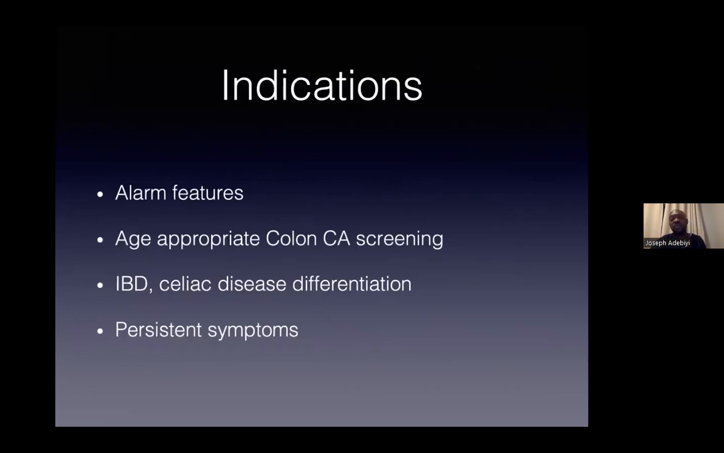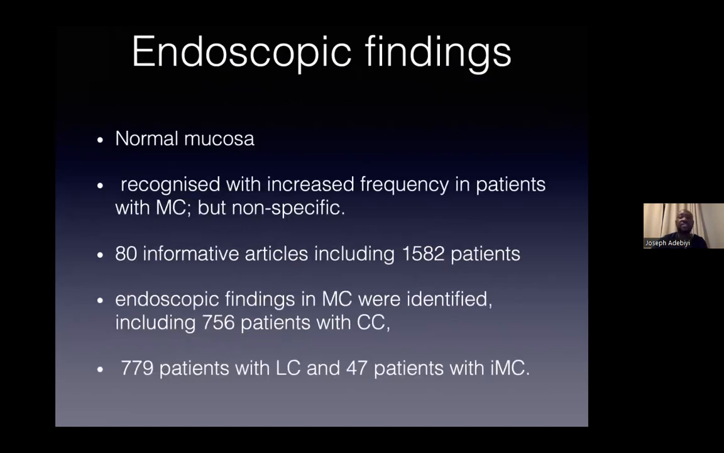But when would you then end up doing colonoscopy for this patient? If you have patients who have chronic watery diarrhea with alarm symptoms, or you want to scope them because of age-appropriate colon cancer screening, or you're trying to differentiate between those patients and those who have IBD, or you're trying to rule out celiac disease, or if you have patients who have persistent symptoms.